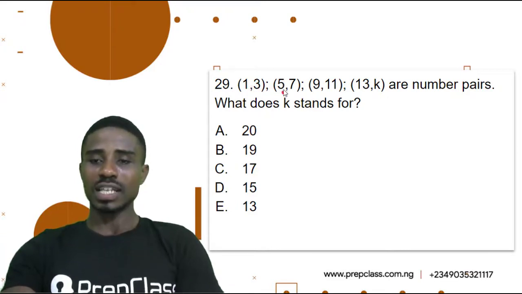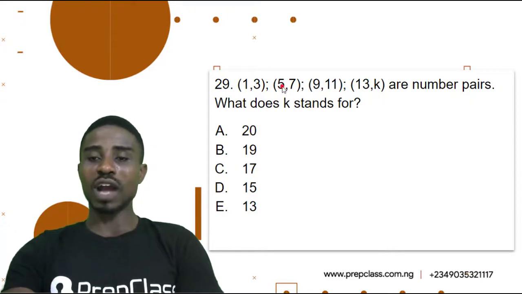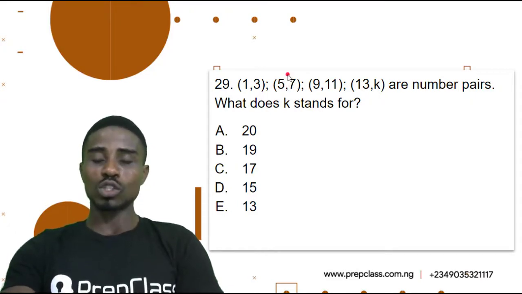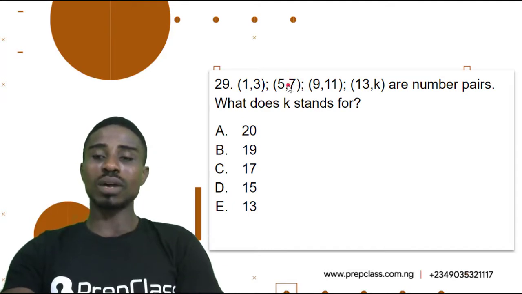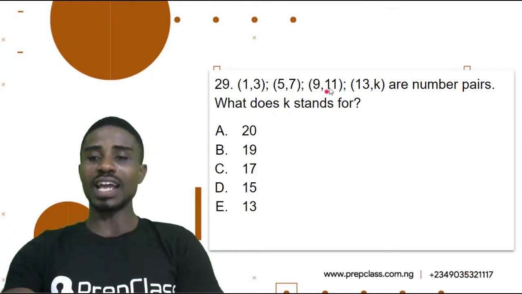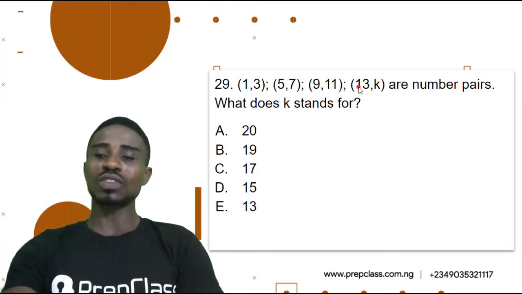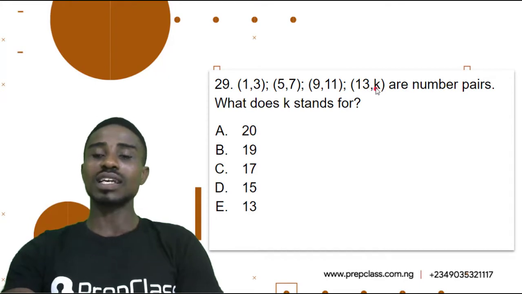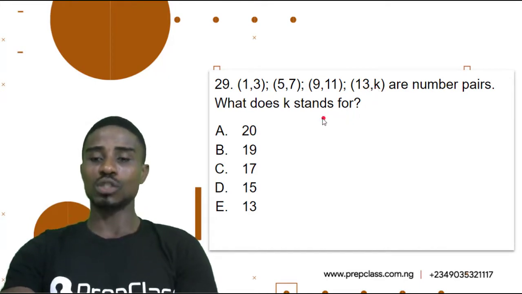Having known that, let's try out this. What's the difference between 5 and 7? It is 2. 7 minus 5 will give us 2. So we are looking at two sets of numbers with a difference of 2. So 9 and 11, the difference is 2. And also 13 and k. So k should be a number that if you subtract 13 from it, the answer would be 2.